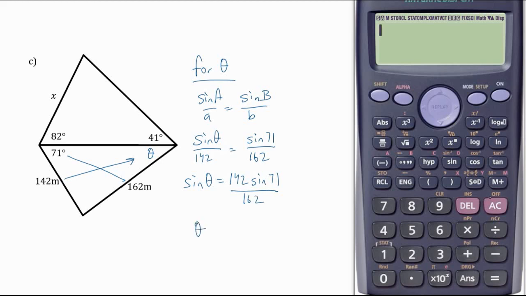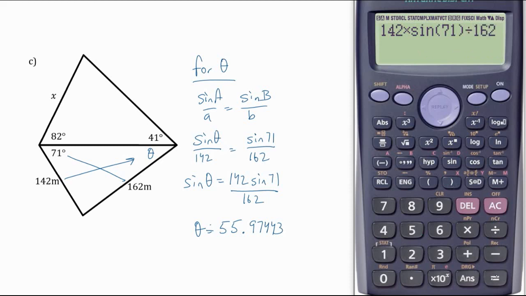Theta is approximately shift sine of 142 times sine 71, close bracket, divided by 162. And I did the shift sine because I'm looking for an angle. If I didn't do that, I'd get 0.97443. Let's say I didn't do that and I just did 142 times sine 71 divided by 162.